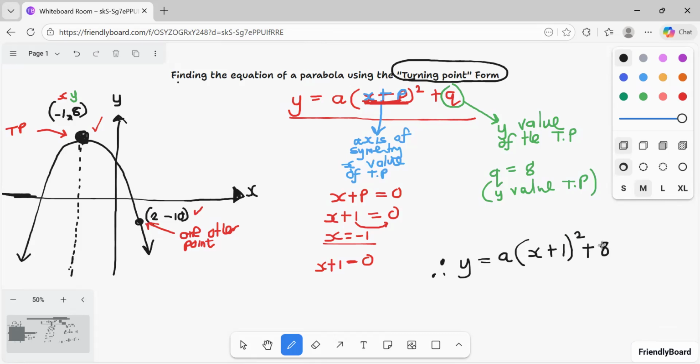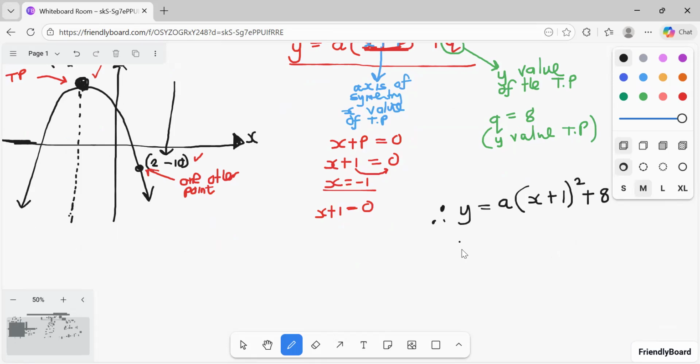Okay, I'm not done. Now what I'm going to do is substitute the point. Now I'm using that one other point, right here. This is the point that I'm now going to use, the 2 and negative 10. I'm going to substitute that point, which lies on the graph of the parabola, into this equation right here, and solve for my a.